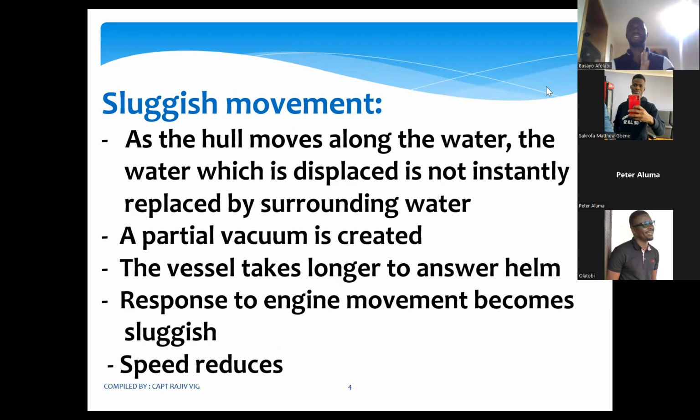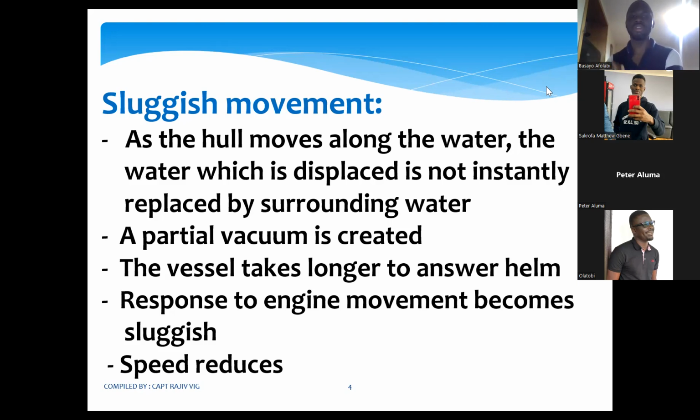And as the vessel is moving, it takes quite longer for the vessel to answer your helm as well, especially because of the rudder. So this also brings a response in your engine movement, and your engine movement will be sluggish. So you need additional power because you are on shallow waters. But you also need to be very, very careful because we'll still come back to how you eliminate squat here.